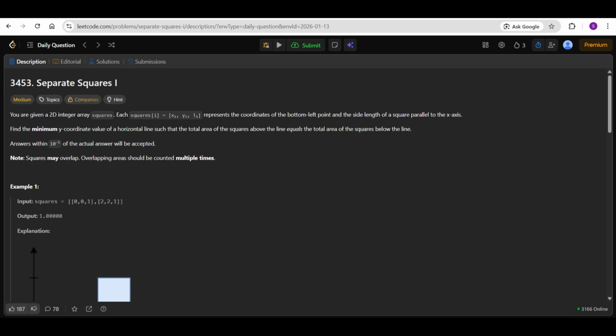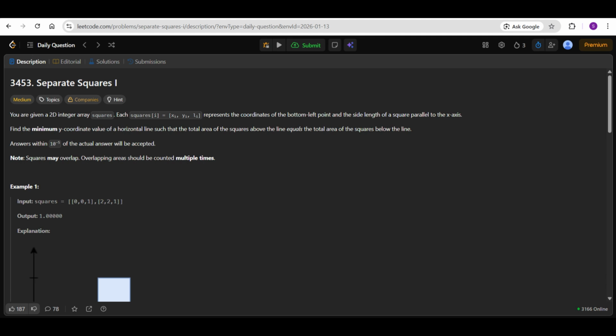Today's LeetCode daily challenge is 3453. Separate Squares I. You are given a 2D integer array called squares. Each element in this array is of the form xi, yi, li. Here, xi, yi represents the bottom left corner of a square, and li represents the side length of that square. All squares are parallel to the x-axis.